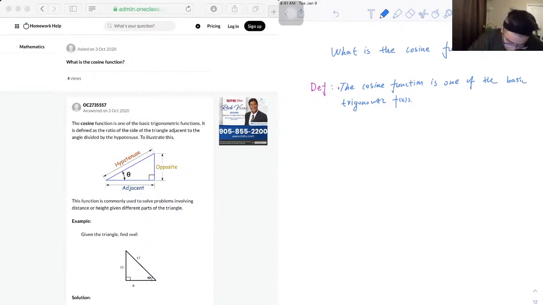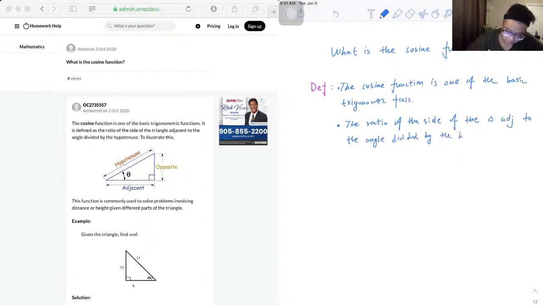So, second point, it is the ratio of the side of the triangle adjacent to the angle divided by the hypotenuse.